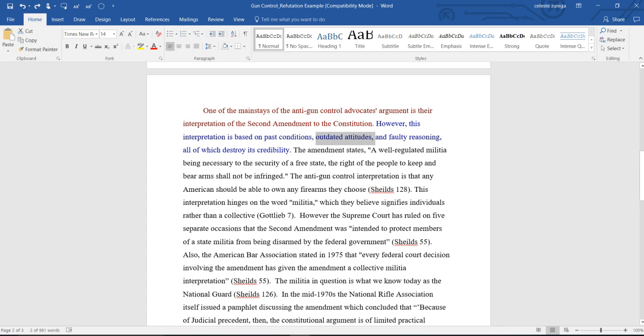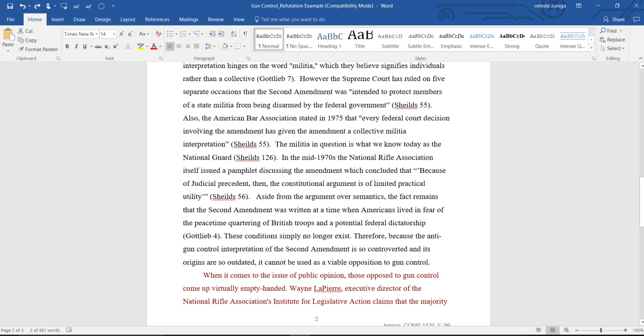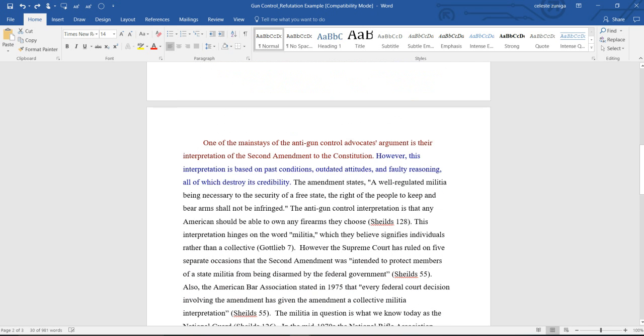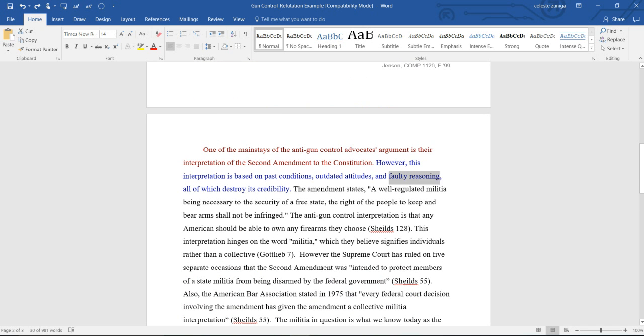Now let's talk about faulty reasoning. Let's see if they go into that. Aside from the argument, we read that these conditions simply no longer exist. Therefore, because the anti-gun control interpretation of the Second Amendment is so converted, its origins so outdated, it cannot be used as a viable option to gun control. So that's what they were talking about in their faulty reasoning.